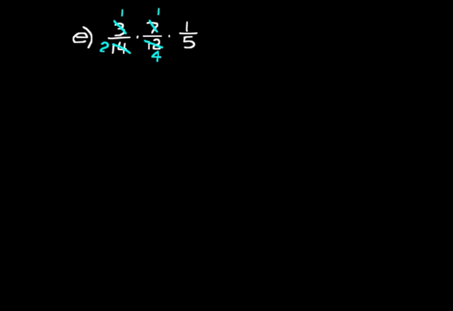Now go ahead and just do your multiplication. You'll have 1 times 1 times 1 in the numerator over 2 times 4 times 5, which would be 40.